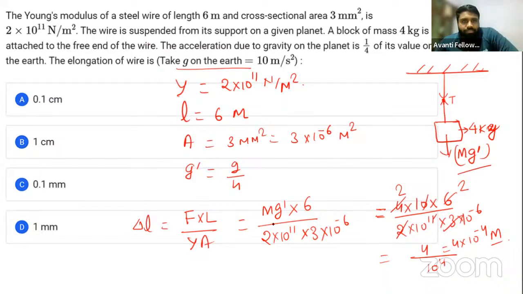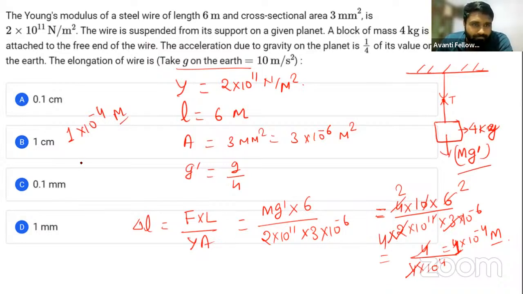Now, have we done anything mistakenly here? Yes, of course. Why not? Because we are human, so we can make mistakes. We took g dash as 10 and did not multiply the 4 in the denominator. So this 4 will also come here. The 4 and 4 will cancel out. So it will become 1 into 10 raised to the power minus 4 meter.